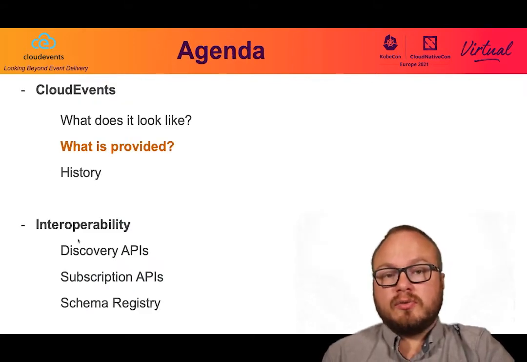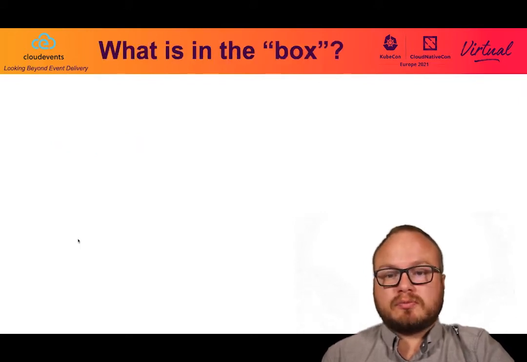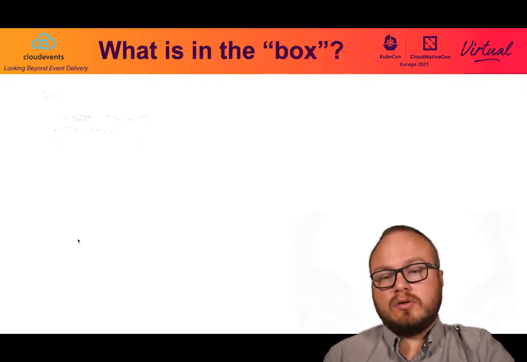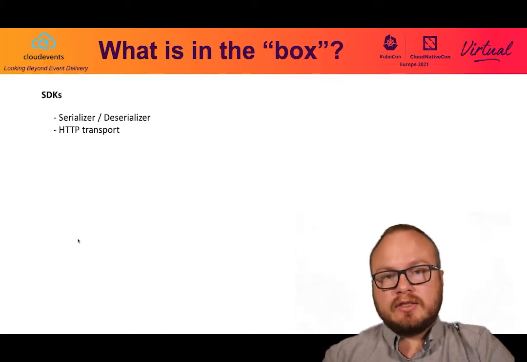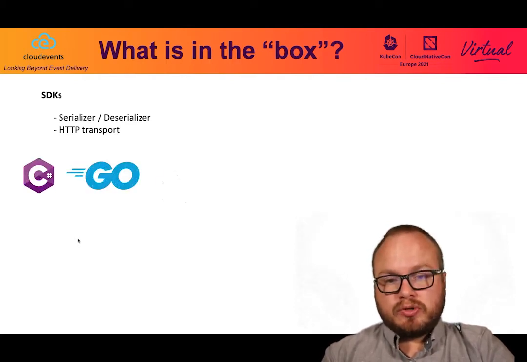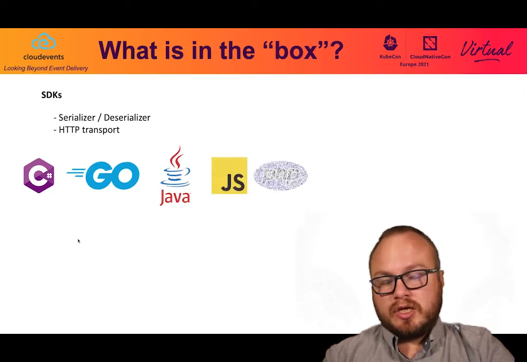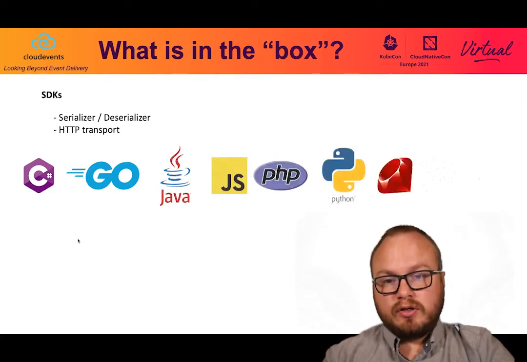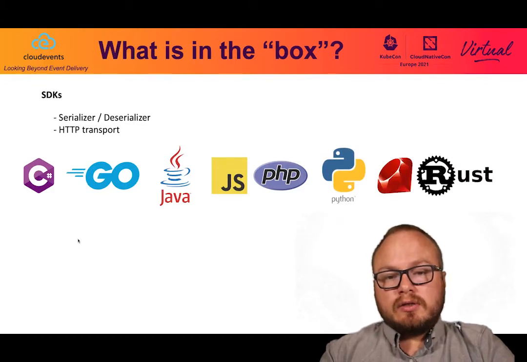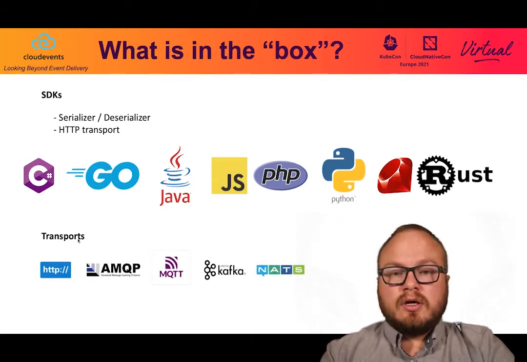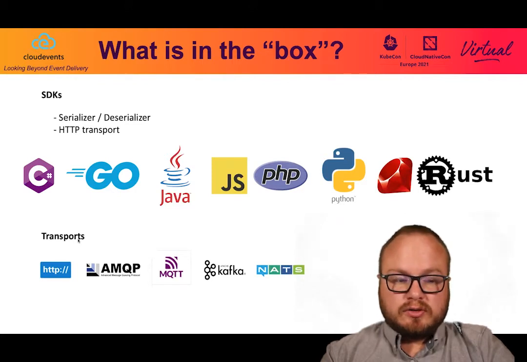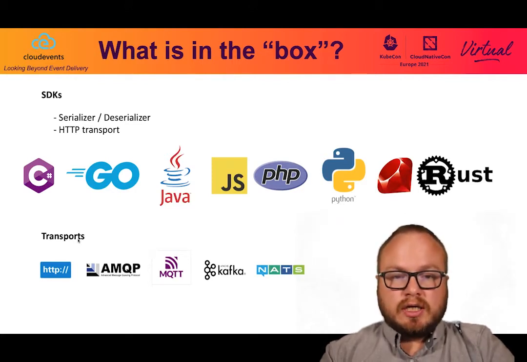So, what's in the box? What is provided to you by the community? The SDKs include all serializers and deserializers of CloudEvents, and at least the HTTP transport. There are several languages: C#, Go, Java, JavaScript, PHP, Python, Ruby, Rust. And we also manage several transports like HTTP, AMQP, MQTT, Kafka, NATS. And you will find all the definitions, like Avro definitions and others, inside our repository.